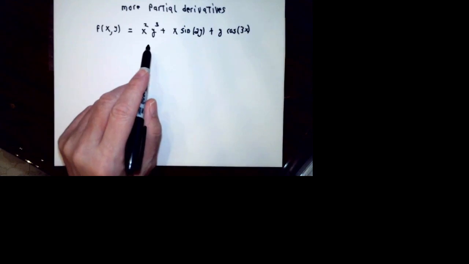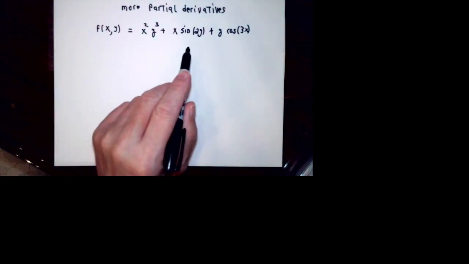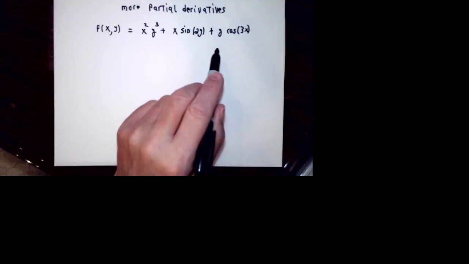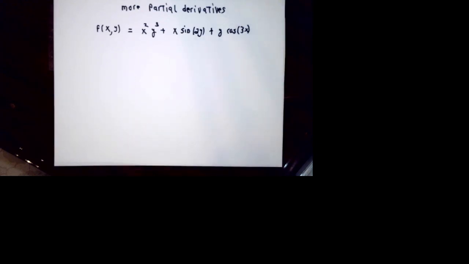In this video, I want to talk a little bit more about these ideas of partial derivatives. To start with, I just want to calculate a bunch of these things. So we'll look at this function, x squared y cubed plus x multiplied by the sine of 2 times y plus y multiplied by the cosine of 3 times x. There are going to be two first-order partial derivatives.